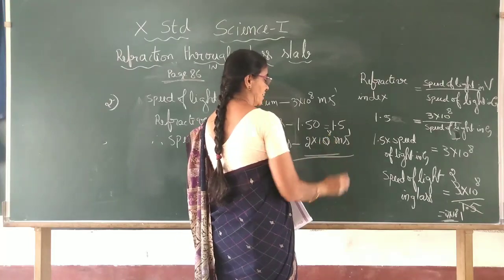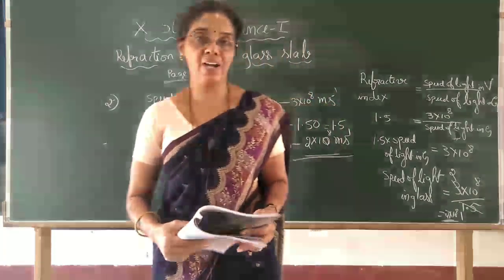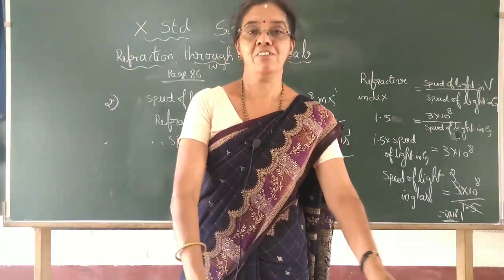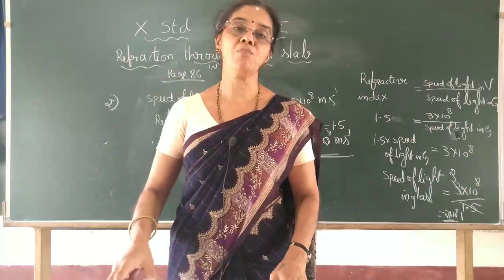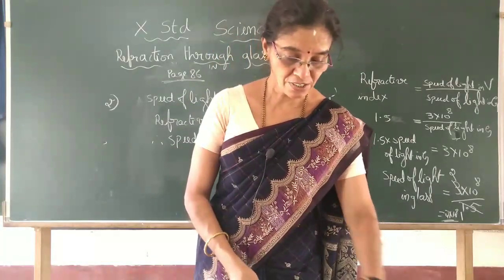It decreases in glass because glass is a denser medium compared to vacuum. Vacuum is the rarest medium, where the refractive index is the least, almost 1. Okay, so that is about the extra questions.